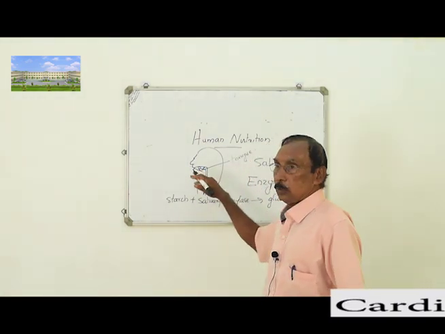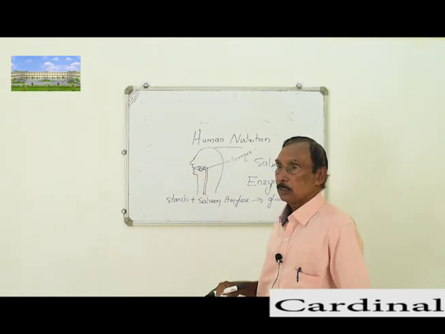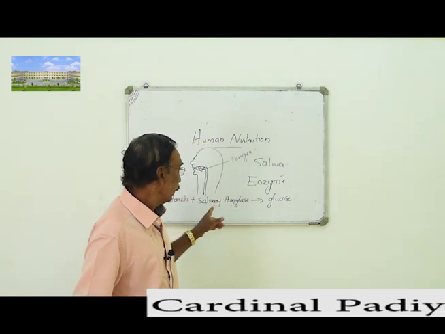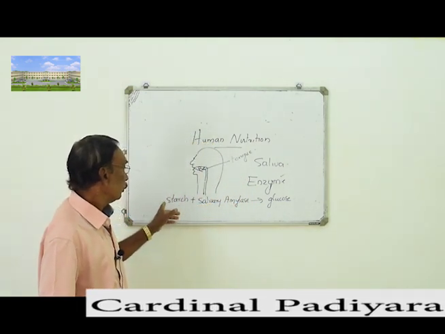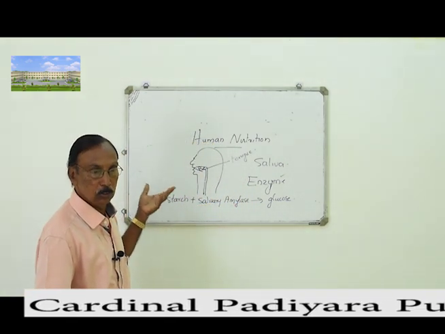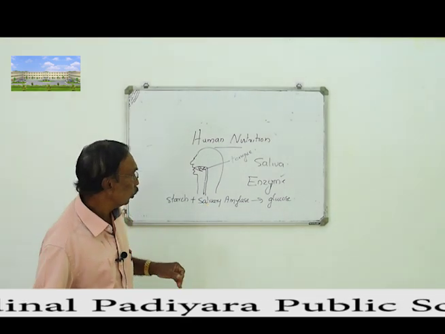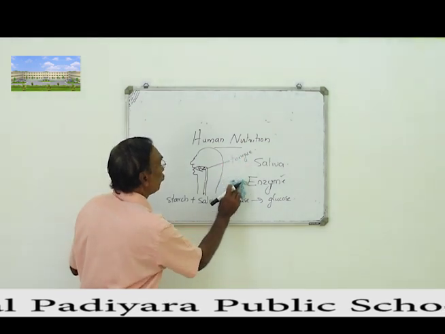And it will mix with the tongue. And the saliva contains a very important enzyme, and the enzyme is called salivary amylase. When salivary amylase combines with the starch, starch means if you are eating rice, it is starch, it will become what is called glucose or sugar. It will change to sugar.